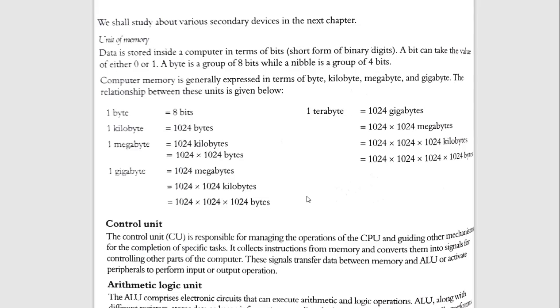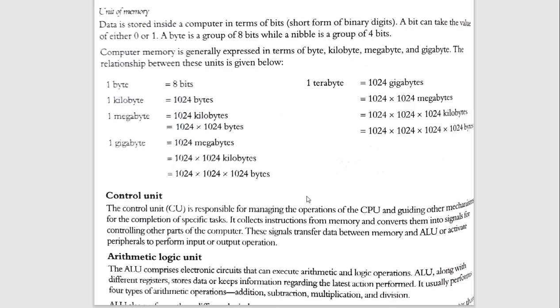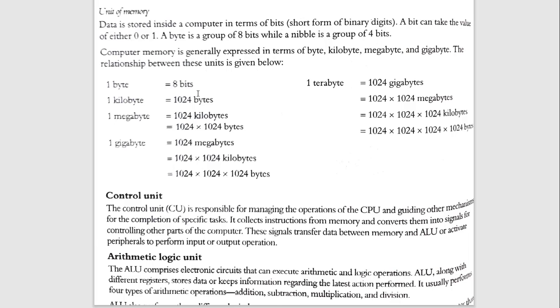We shall study various secondary devices in the next chapter, but still you must know about the units of memory. The lowest unit is 1 byte, as he says. 1 byte is equal to 8 bits. 1 kilobyte is equal to 1024 bytes. Now, as we go down to megabytes and gigabytes, you keep on multiplying by 1024. You multiply a kilobyte by 1024, it gets converted to megabyte. You can again multiply this 1 megabyte by 1024, it gets converted to 1 gigabyte. Again you multiply by 1024, it gets converted to terabytes.